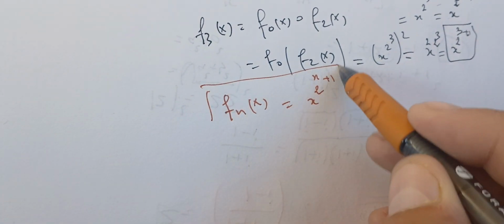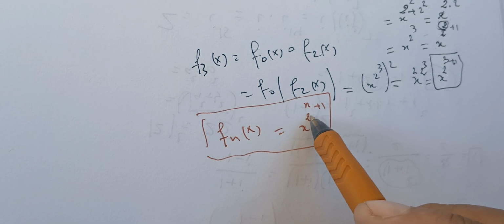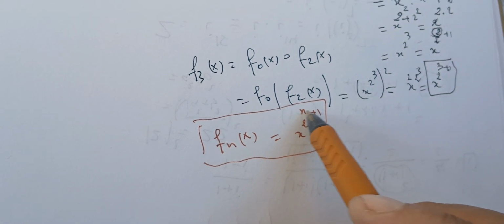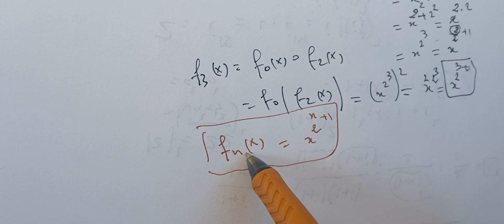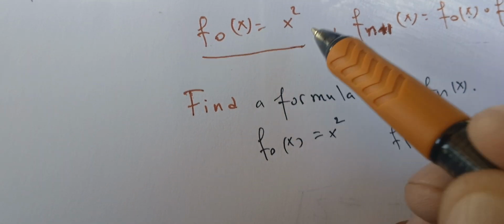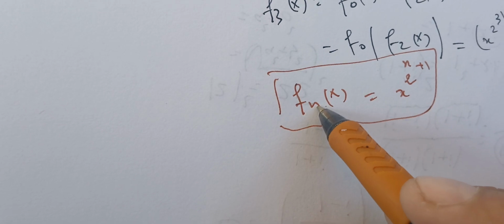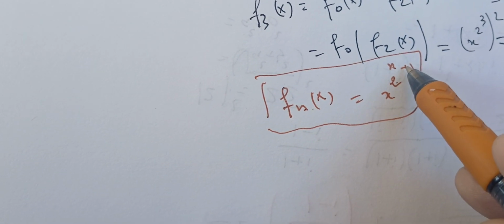So let's see if this works. If n is 0, I should get x squared, because here 0 plus 1 is 1 and 2 to the power 1 is just 2. So when I plug 0 here, I get this one. So it's true. For f1, I should get x to the power 1 plus 1, which is 2.